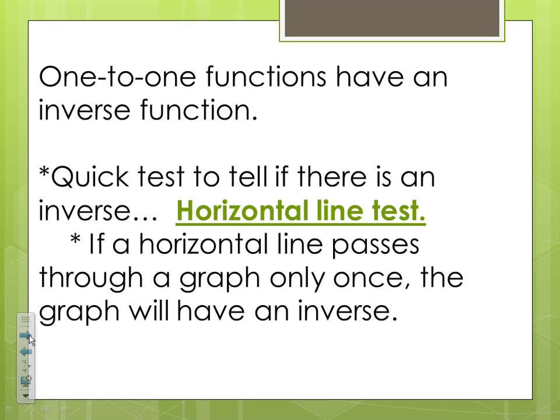Okay, so there's a quick test to tell whether or not there's going to be an inverse, whether or not you have a one-to-one, and it's called the horizontal line test. Now, if you remember how the vertical line test worked, the horizontal line test is the same exact kind of concept, except it's horizontal, not vertical. So in other words, if a horizontal line passes through a graph only once, the graph will have an inverse.